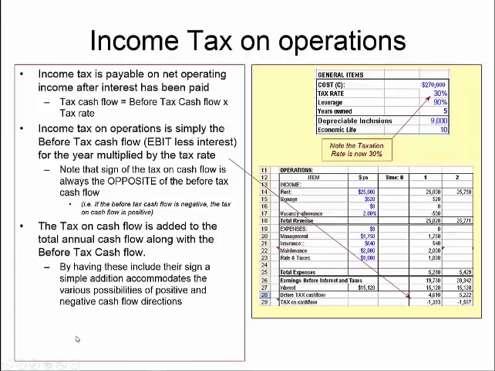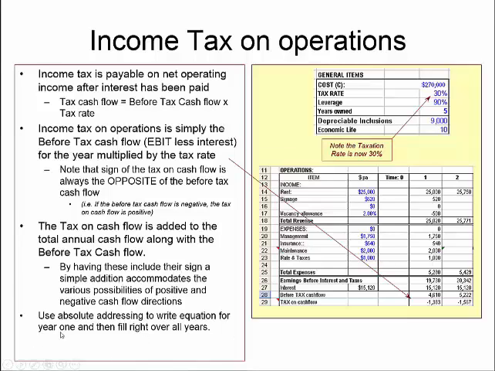When it comes to modelling, it means we don't have to do any fancy if statements or blot out equations where the numbers are going the wrong way. You simply use the negative sign, the negative of the EBIT less interest times the tax rate, and that will always give you the right number. So regardless of whether the before tax cash flow was positive or negative, the tax on cash flow is simply the opposite sign. Easy.